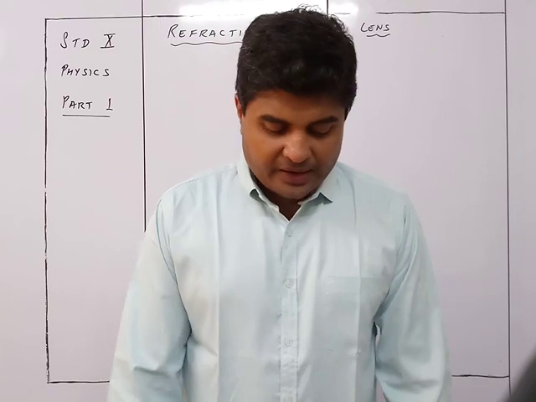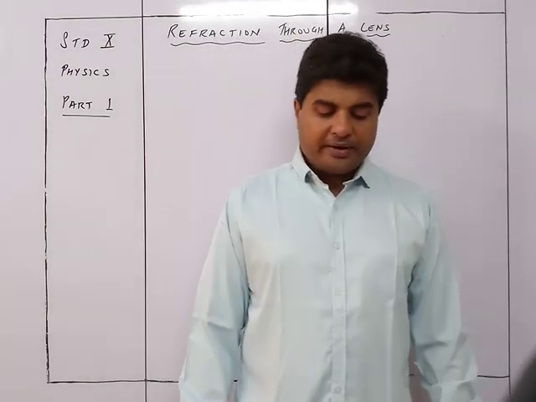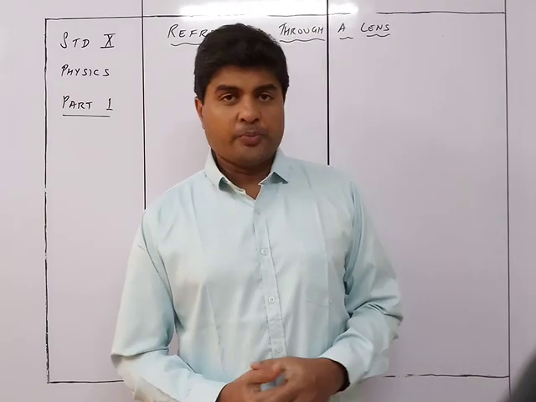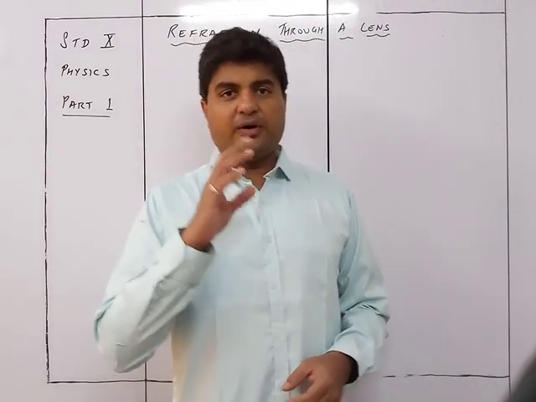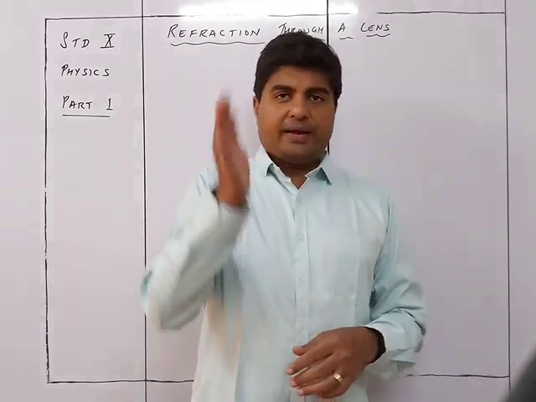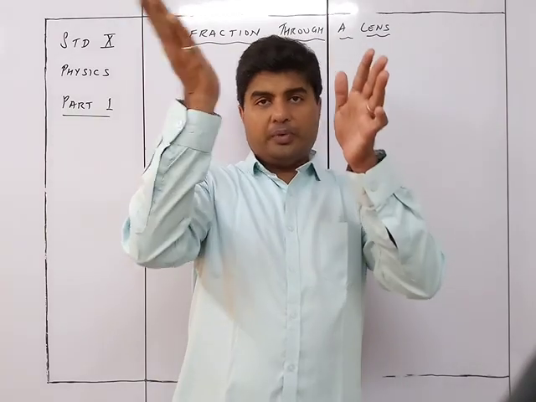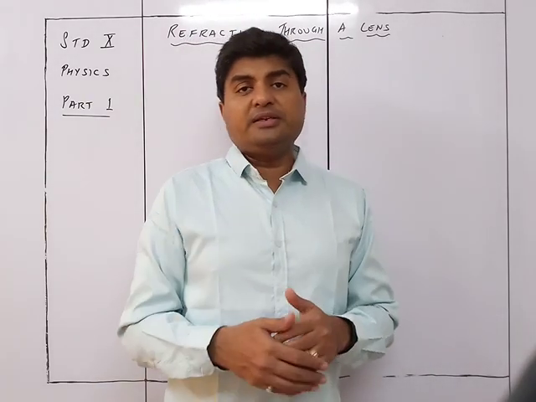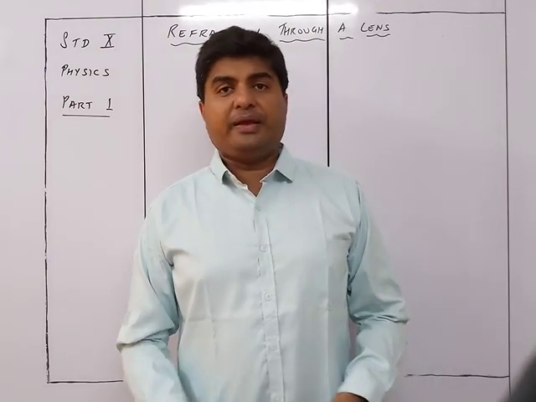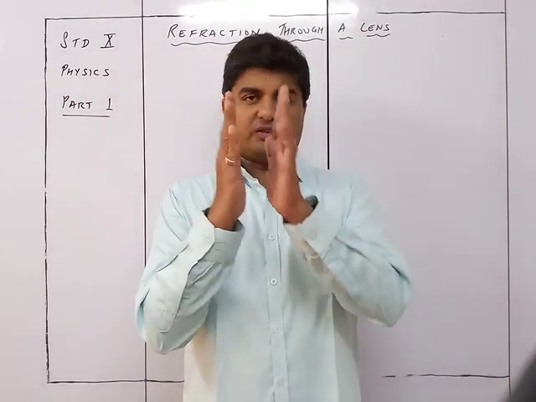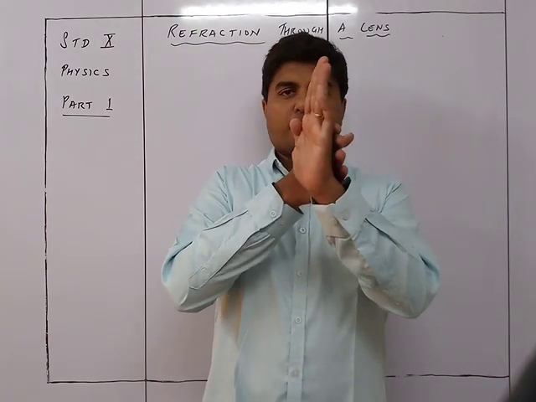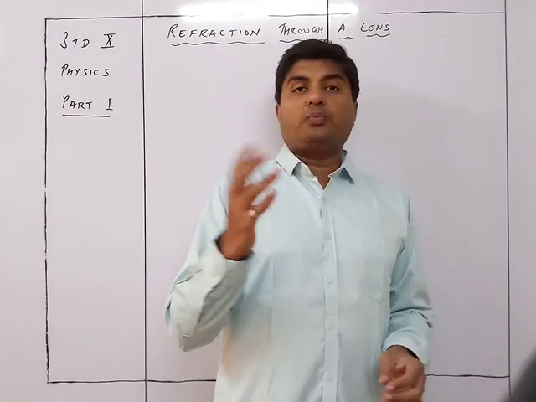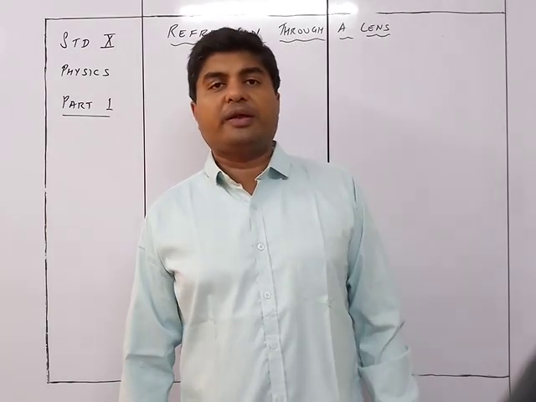We define a lens as a transparent refracting medium bounded by either two spherical surfaces or one spherical surface and the other plane. So it will be a kind of glass body which has one end spherical or both ends spherical, or if both are not spherical, then one is spherical and the other is flat. So if this is a lens, it could be that this is a curved part and this is also a curved part, or it could be that this is the flat part and this is the curved part. So it depends on whether both the surfaces are curved or one is curved and the other is flat.